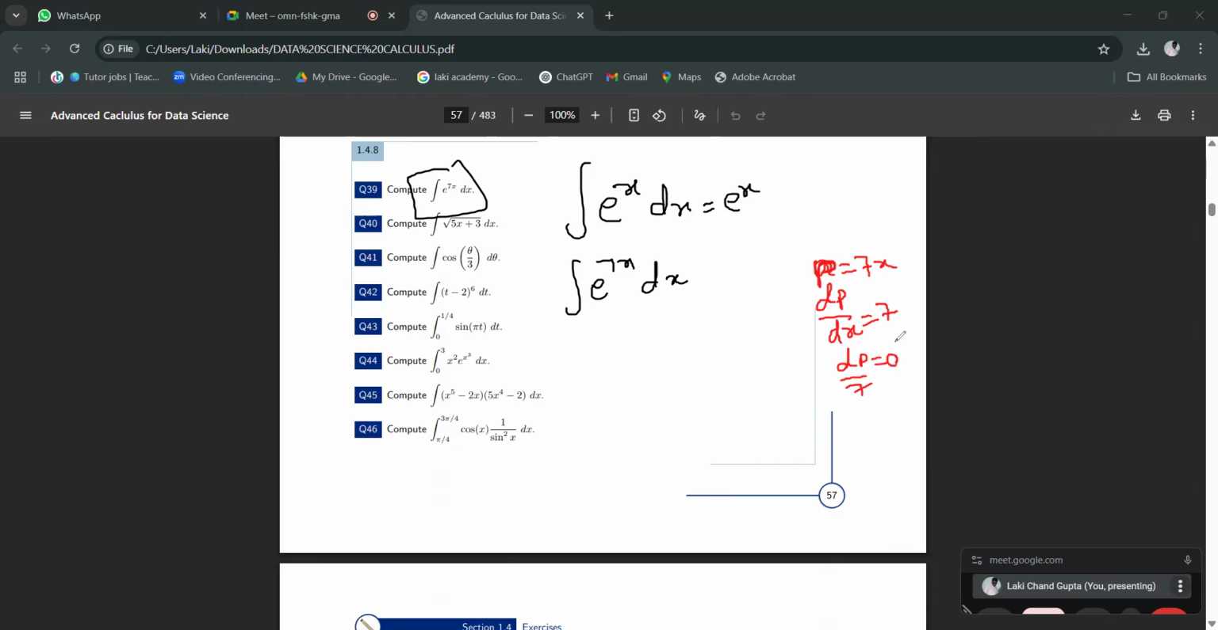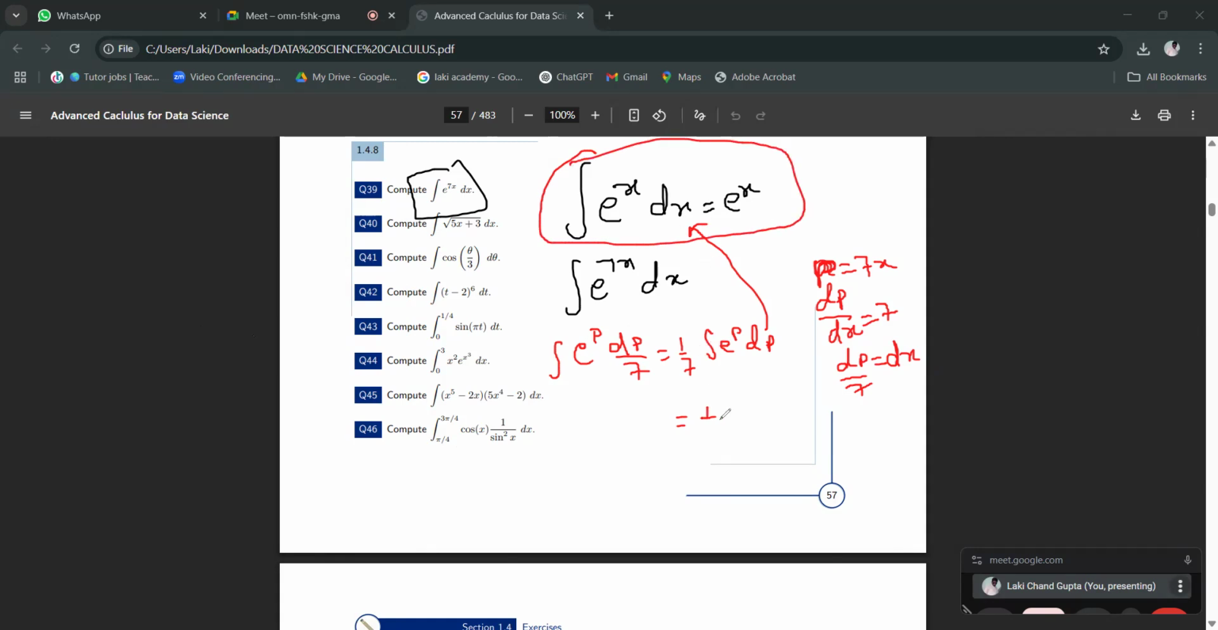Put 7 here and put dx on the right side. Why? Because then we have the value of dx. Now here you can write p, and dx is replaced by dp by 7. 1 by 7 is a constant. This is e^p dp. Now this is similar, only the variable is changed. The name of the variable doesn't matter. If all things are the same, the variable can be anything, right?